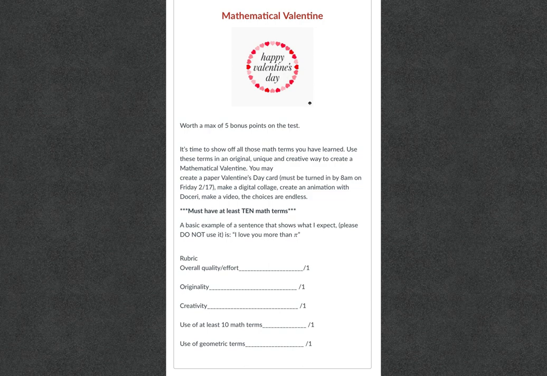The rubric is just those 5 points. So overall, quality and effort, originality, creativity, a minimum of 10 terms have to be used, and then how you use those geometric terms creatively, okay?